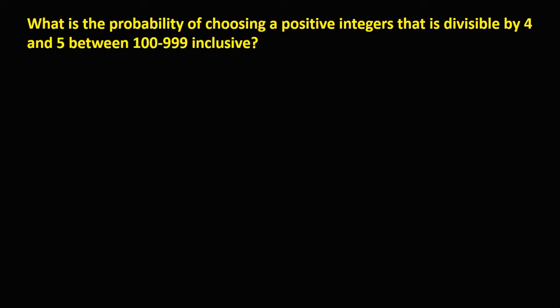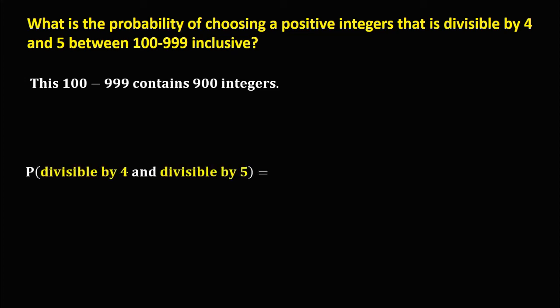Then for this problem, what is the probability of choosing a positive integer that is divisible by 4 and 5 between 100 to 999 inclusive? Since 100 to 999 contains 900 integers, we need to find the probability of a number divisible by 4 and divisible by 5. So we need to multiply these two numbers, 4 times 5, that's 20, and this 20 is divisible by 4 and divisible by 5, so we need to find how many 20s in 900. So divide 900 by 20, the answer is 45.